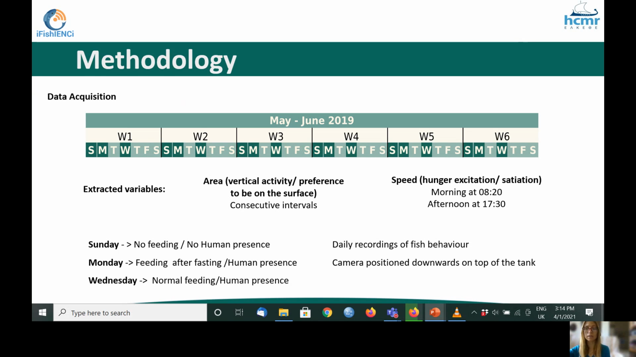And we worked with 3 different husbandry or feeding scenarios. We selected Sundays, where no feeding was realized and there was no human presence. We selected Mondays, where feeding was realized after fasting and there was human presence. And we selected Wednesdays, where normal feeding was realized and there was human presence.